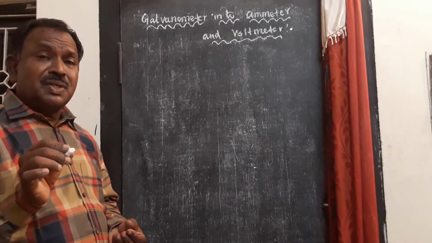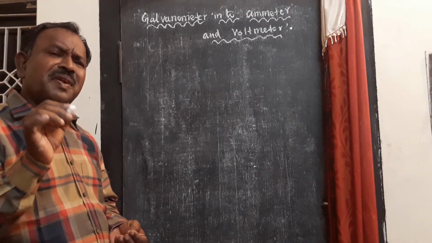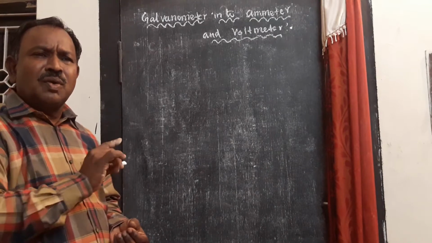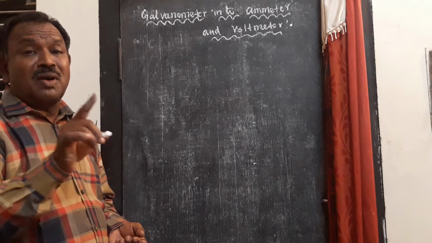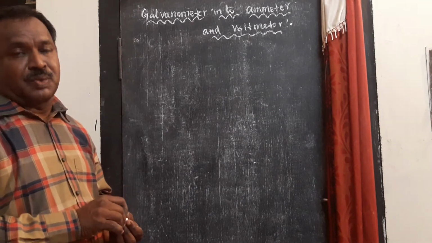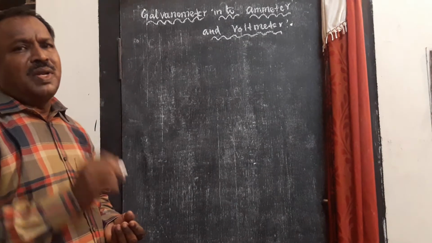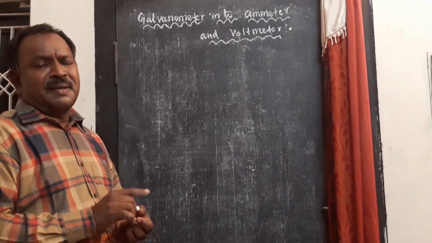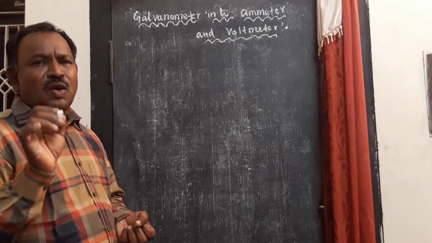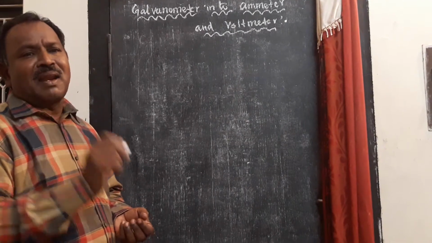So the resistance of the ammeter must be very, very low so that it should not produce any appreciable change in the current that is already flowing in the electrical circuit. Usually a galvanometer is converted into an ammeter by connecting a low resistance in parallel.